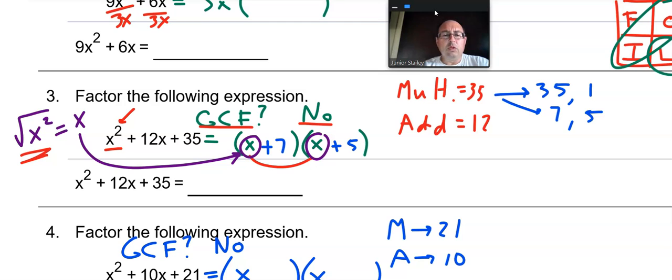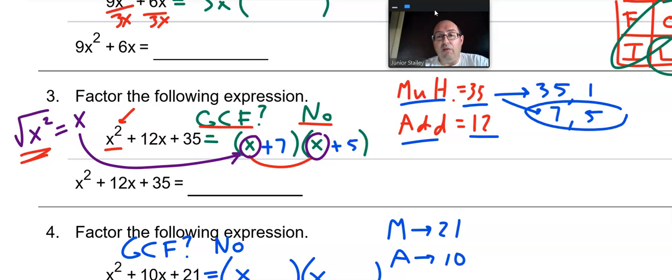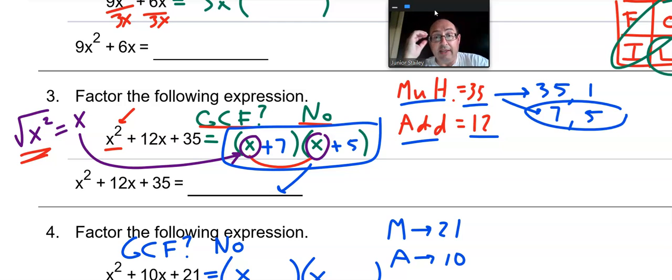Okay, now we've got the x and the x. Now we're looking for things that multiply together to give us 35, but add up to 12. There's only a couple things that multiply together to give you 35. You've got 35 and 1, and you've got 7 and 5. Of those choices, 7 and 5 add up to 12. So that's what I chose: x plus 7, x plus 5. This is the final answer. This is what would go on the answer blank or be typed into MyMathLab.